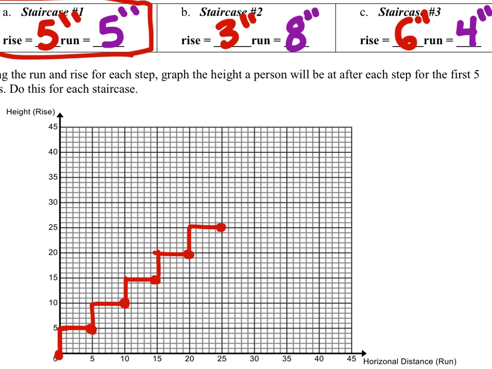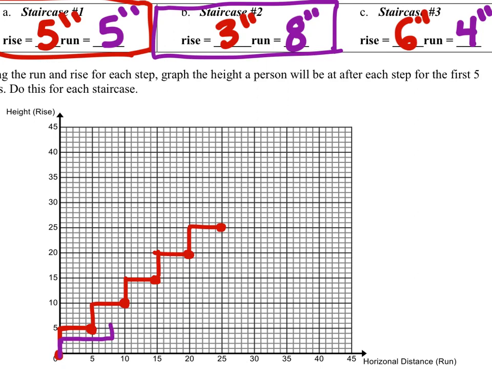How far up do we do it? All the way? No, I just put 5 steps on there. That's all I did. Now I'm going to do staircase 2 in purple. This one I'm going to go up 3, and then I'm going to go to the right 8 right here. That's just 1 step though. Again, we need 5 steps.